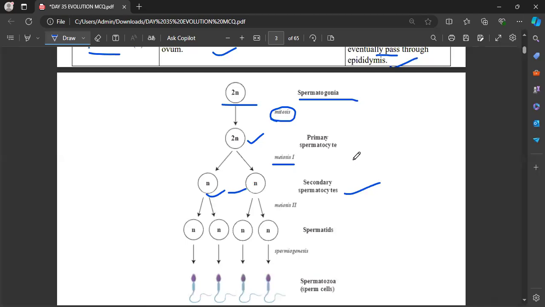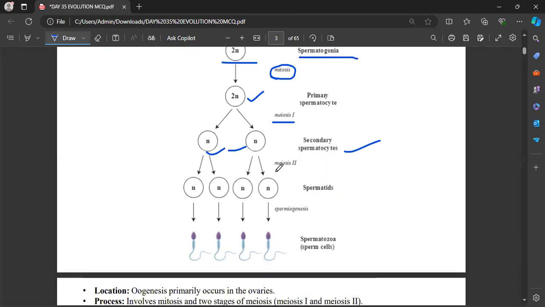So from this, you have to make a note of it. The primary spermatocyte is diploid in nature, and the secondary spermatocyte will be haploid in nature. Now, from the secondary spermatocyte, under the process of meiosis II division, it gives rise to four haploid spermatids. Okay, this is a spermatid.